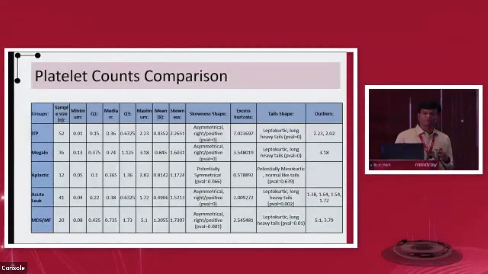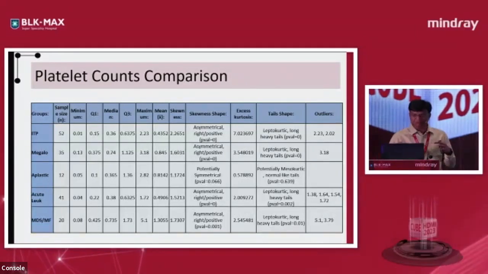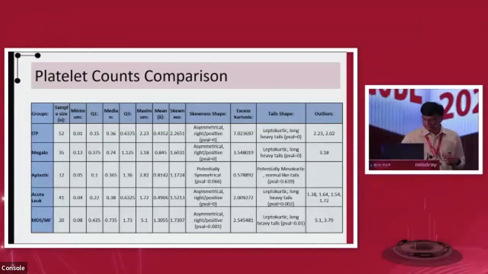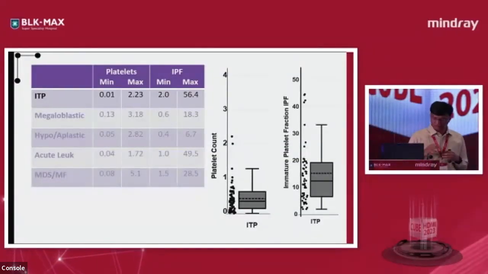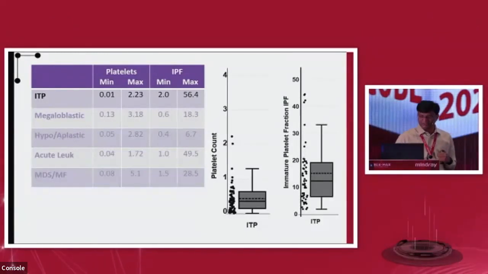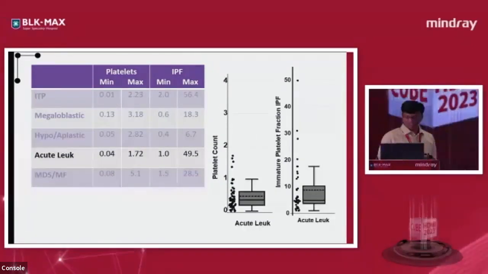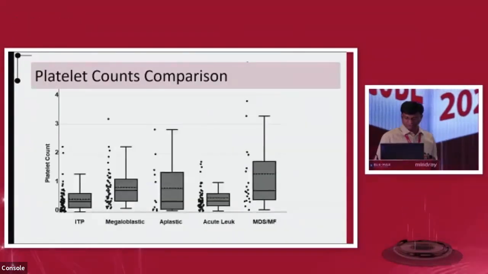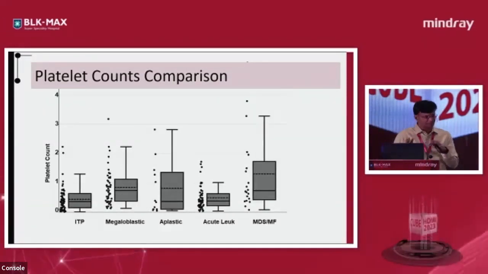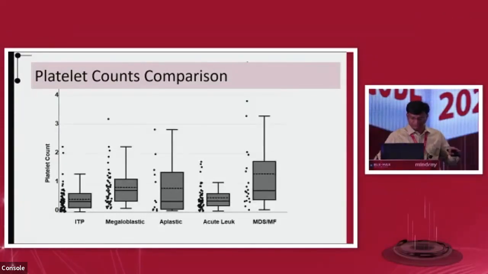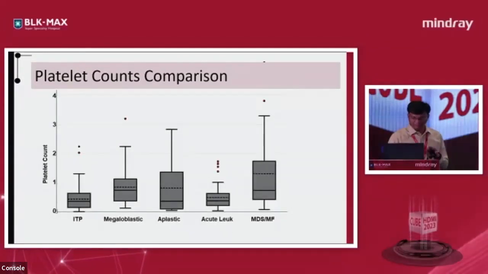Then we had data of around 200 plus cases, and we tried to put it in a chart. Initially, when we put it in a chart, I couldn't understand how to make it out, same as with the IPF. Then we started plotting in box and whisker plot diagrams. We did this for ITP, megaloblastic, hypocellular aplastic anemias, acute leukemias, and myelodysplastic and myelofibrosis. When we see them individually, it's very difficult to make out the increase, so we clubbed them one next to the other, and let me remove the platelet count dots here to make it simpler.